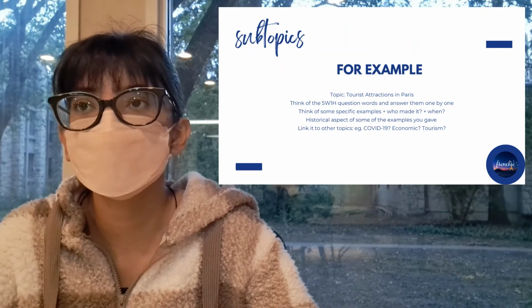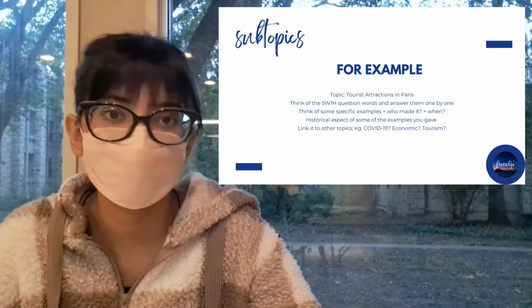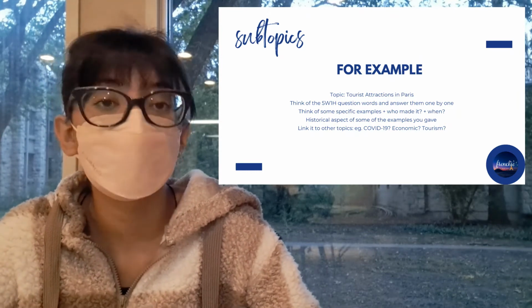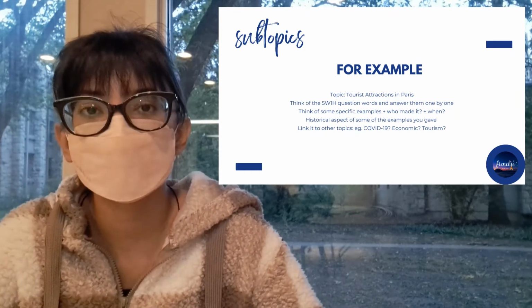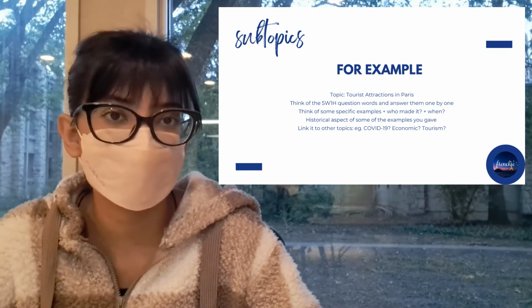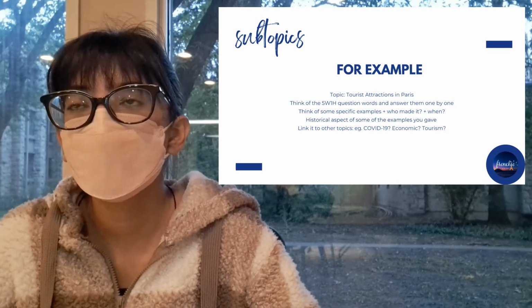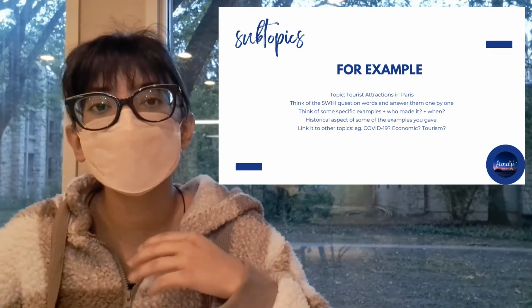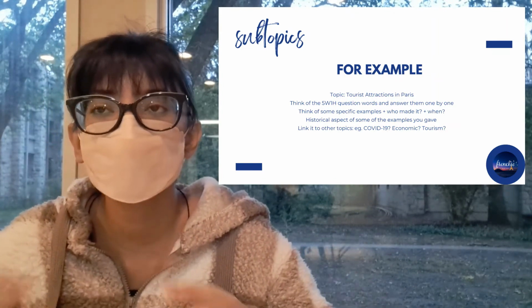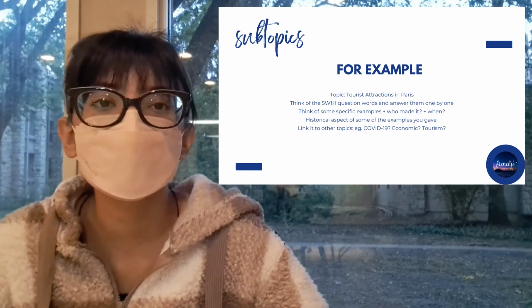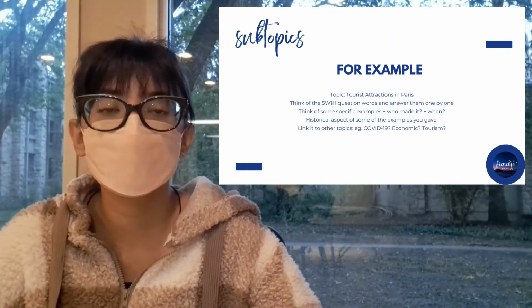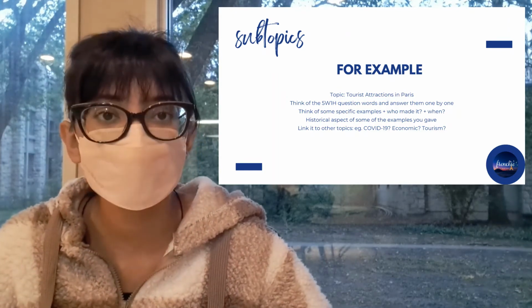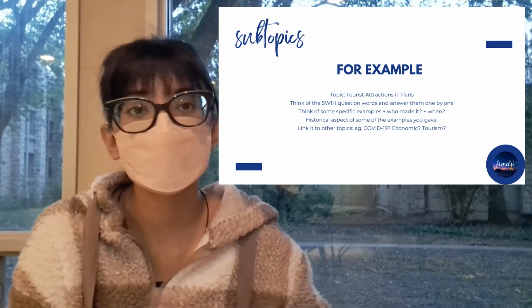For example, if you say tourist attractions in Paris, you can talk about the historical aspect. For example, when was it created? Who made the tourist attraction? Why was it created? Or perhaps in which specific year was it created? And then, delving into the next subtopic, you can think about the culture. So what can we learn from this specific tourist attraction? Does it have any cultural or religious significance? And then the third part is public health.